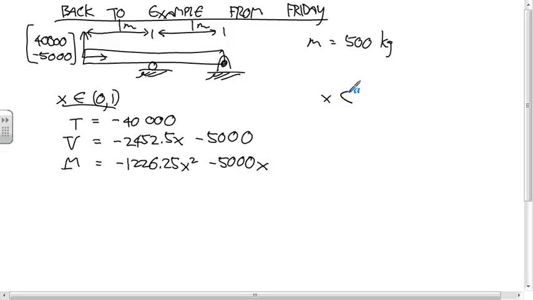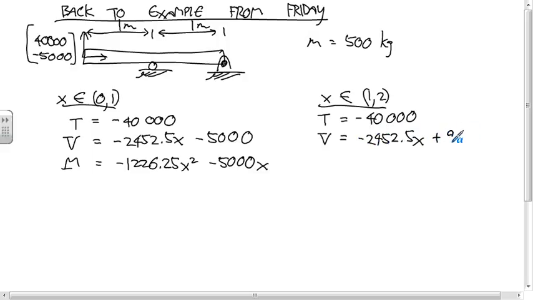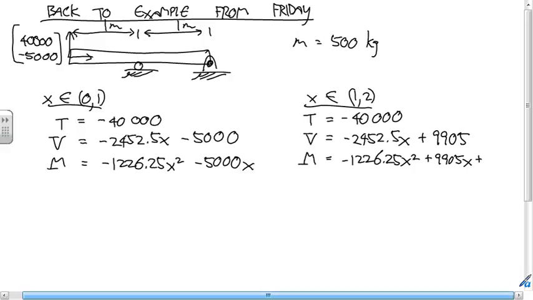And then for x between 1 and 2, T is equal to negative 40,000, V is equal to negative 2452.5x plus 9905, and M is equal to negative 1226.25x squared plus 9905x plus 14,905.